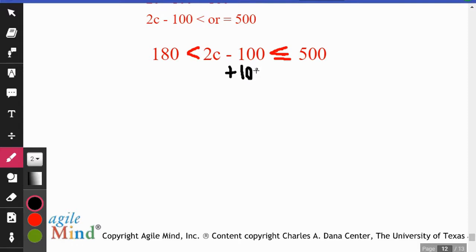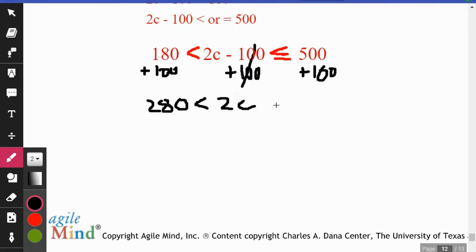Now here's the weird thing. There are not two sides now. There's the middle, and then there's the right side. And there's the left side. For 3 different parts. And so I have to keep track of all 3. And that's kind of fun. 280 over here. Less than. All that's left in the middle now is 2c because the hundreds canceled out, didn't they? And over here we have 600.